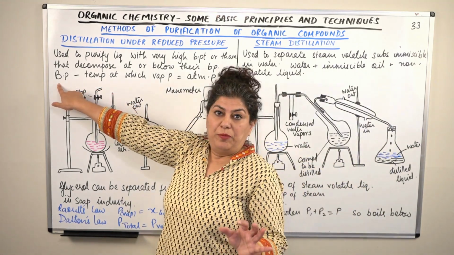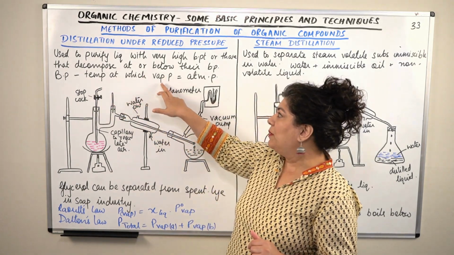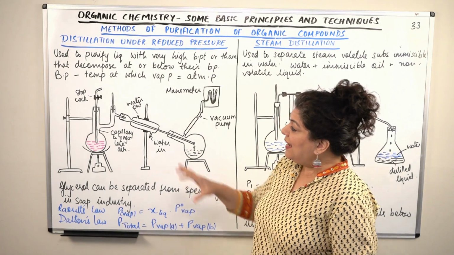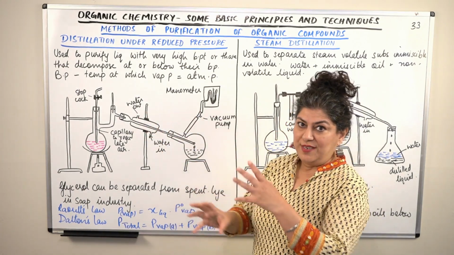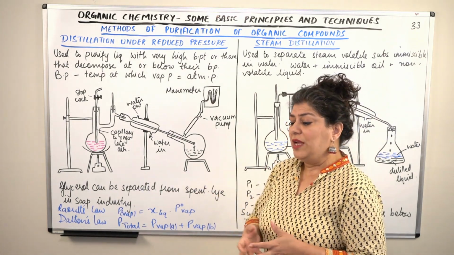Now, what is boiling point? How is it defined? Boiling point is that temperature at which vapor pressure is equal to the atmospheric pressure. Now, this is the apparatus that you have in the laboratory to carry out this process, that is distillation under reduced pressure. How can you reduce the pressure?